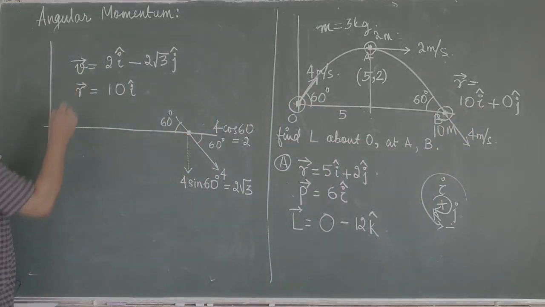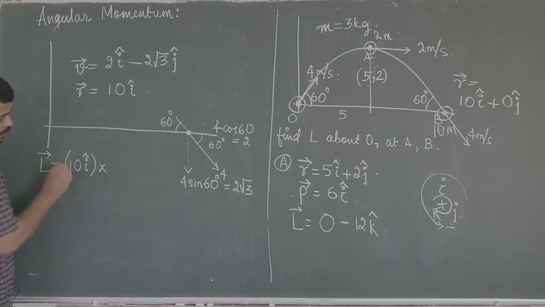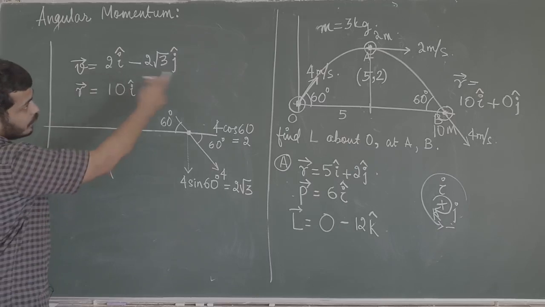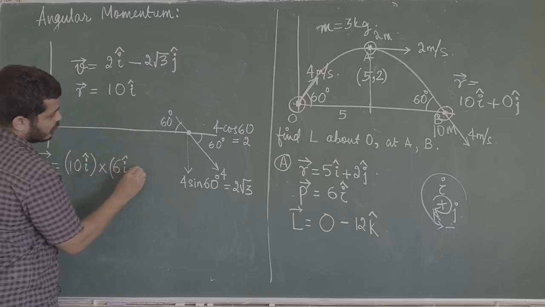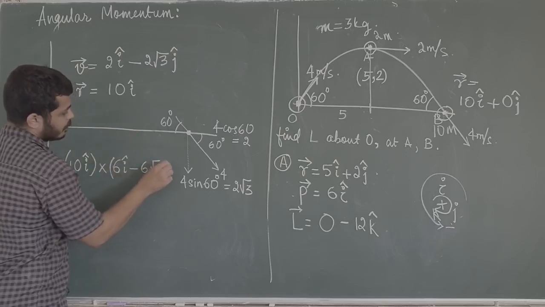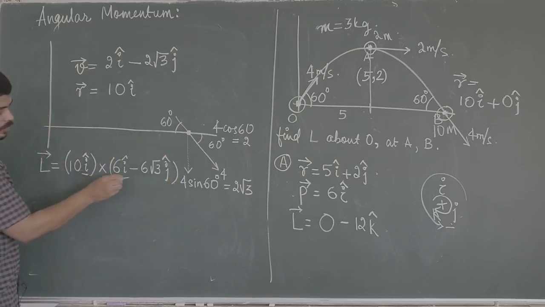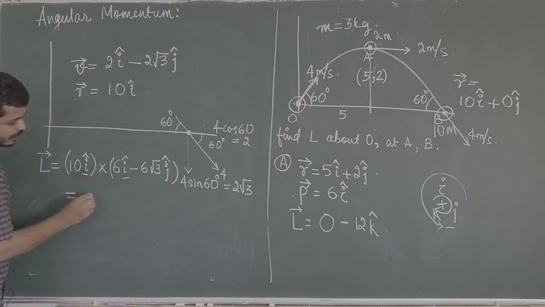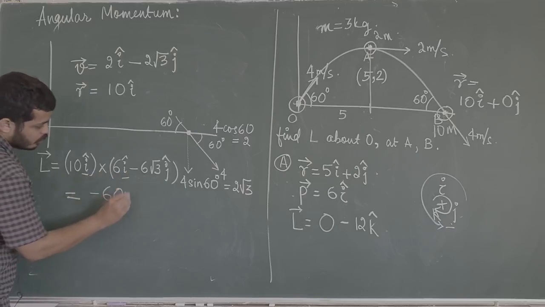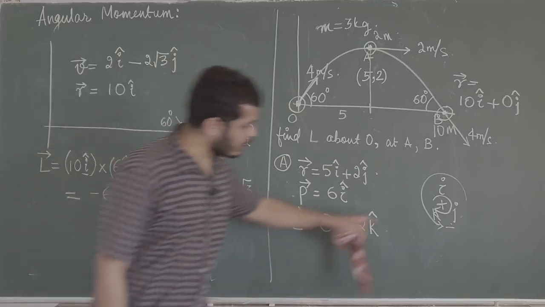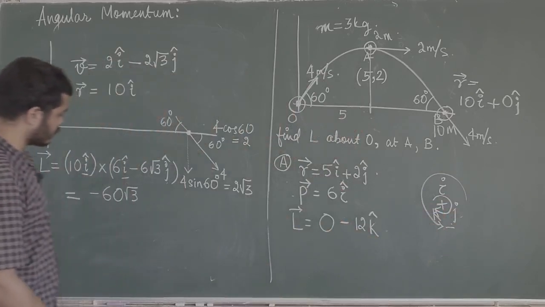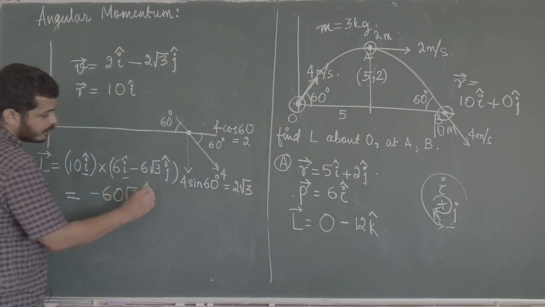And now you need to do r cross p. So angular momentum is equal to r vector, which is basically 10i. So 10i cross, this is r vector cross p. To find out p, you multiply mass with the velocity. So 3 times 2 is equal to 6i. 3 times 2 root 3 is equal to 6 root 3 j cap, with a minus sign. 6i, 6 root 3. Again, i cross i is 0. 10 times 6 is 60. So you will write minus 60 root 3. But i cross j is simply k. So you will just simply write 60 root 3 k cap.